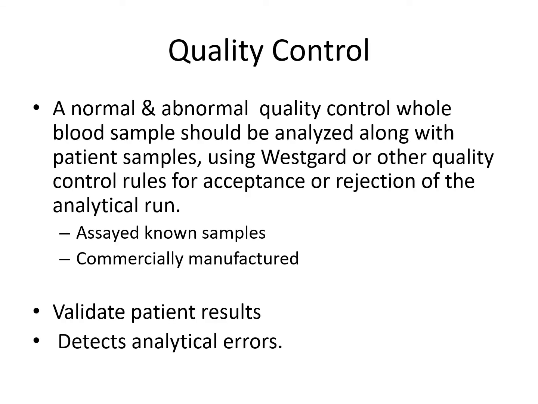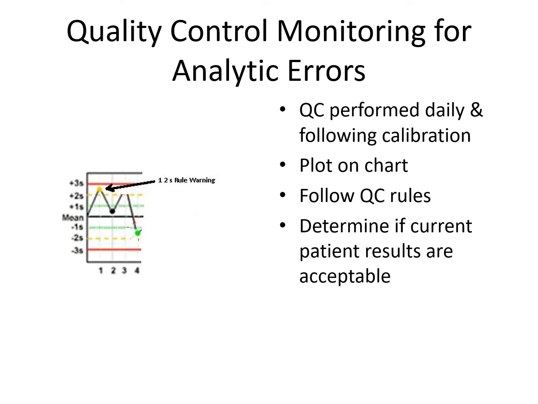Right, so for quality control, we need to remember the same things as before. There should be application of rules, the Westgard rules, or other method to identify errors. We should run the necessary control and standard. We should validate the result and detect for any errors. Quality control should be performed daily and following calibration. Results should be plotted on the chart and rules applied. Okay, quality control rules will help to determine if current patient results are acceptable.